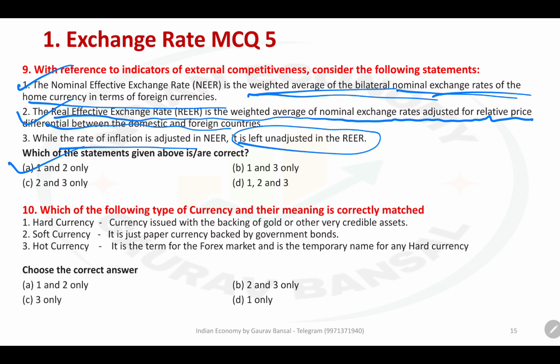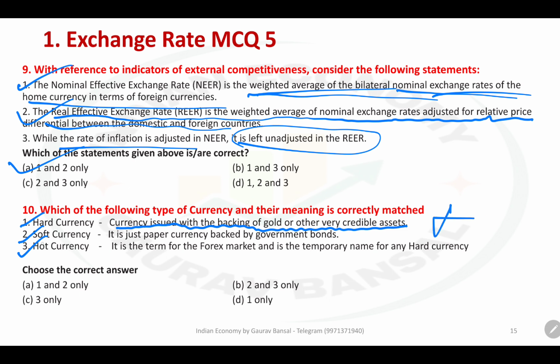Last question for this session. Which of the following types of currency and their meaning is correctly matched? Hard currency, soft currency, and hot currency. Currency issued with the backing of gold and other very credible assets. Is that correct? Hard currency is a currency that does not fluctuate too much. That is how we define it. It is not necessary that it has to be backed up with gold. For example, the dollar is a hard currency, but it is not backed up by gold anymore.